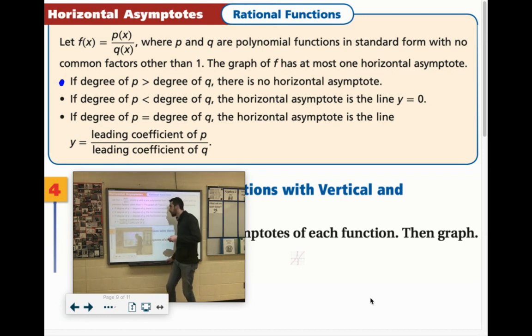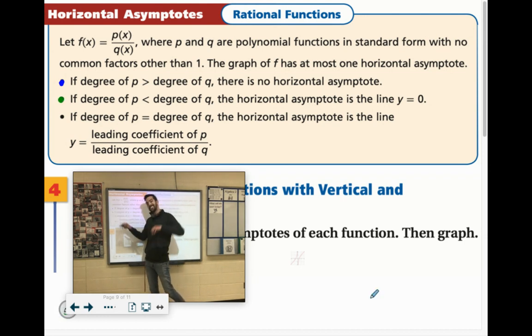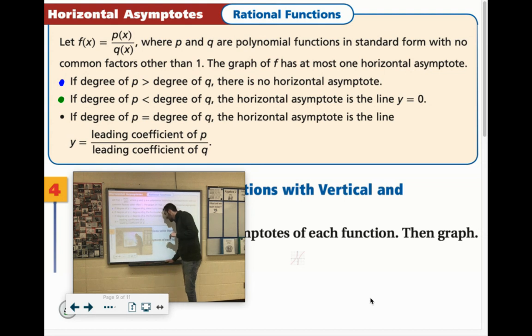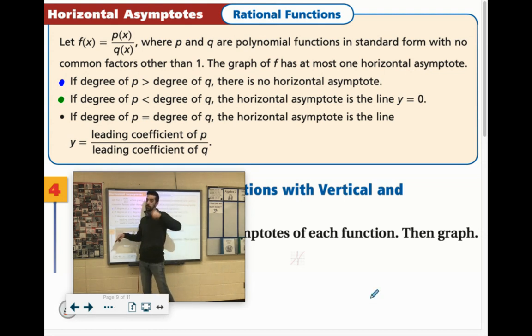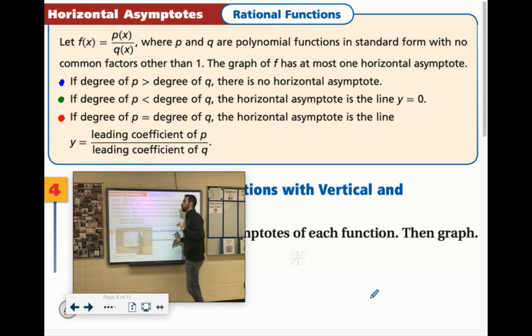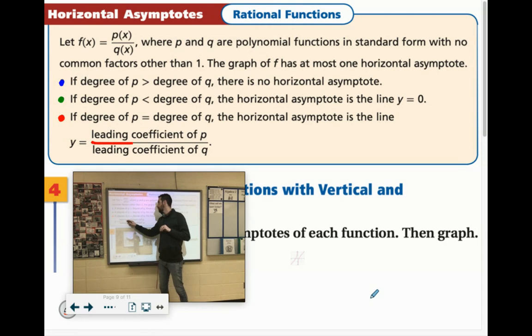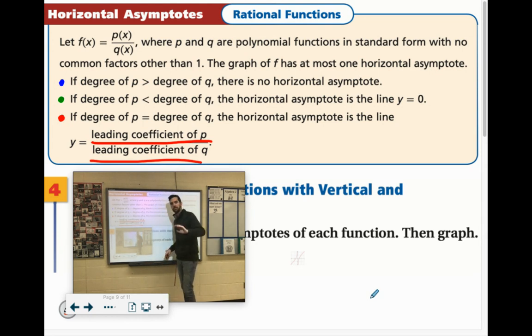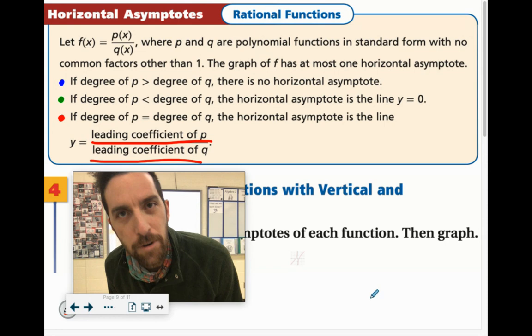If the degrees are larger in the denominator, the horizontal asymptote will be right at y equals 0. Right? So if the degrees are larger on the bottom, there's going to be a horizontal asymptote at y equals 0. And if the degrees in the numerator and the denominator are the same, then the horizontal asymptote will be the leading coefficient of the numerator over the leading coefficient of the denominator. And you'll see one of each example in the ones that we're about to do. We're about to do 3.